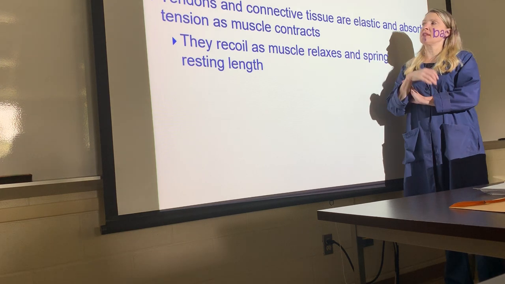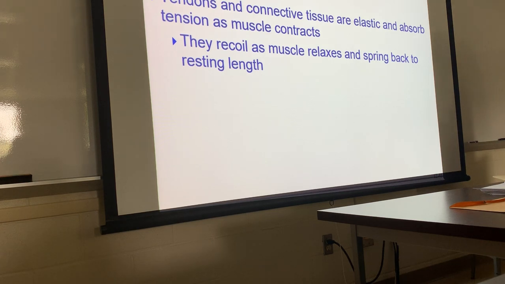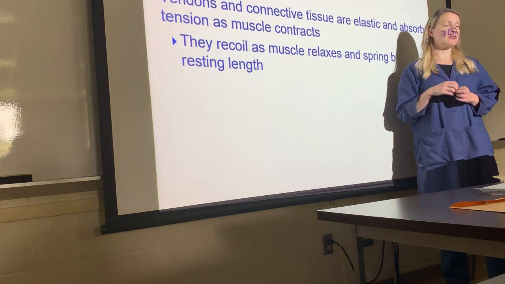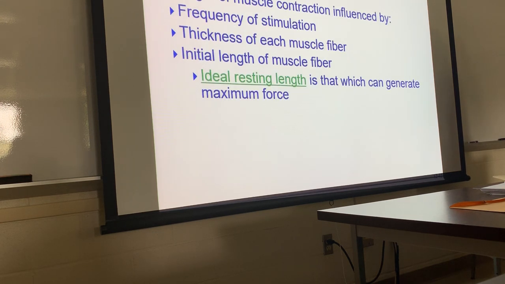So, tendons and connective tissues, these are elastic. They absorb tension as a muscle contracts. They recoil as a muscle relaxes, and they spring back to the resting length. We know that tendons and connective tissues are made up of a lot of collagen, and we know collagen is very elastic. Remember, elastic doesn't mean that something can stretch, that's compliance. Learn that in lab. But when you stretch something, can it bounce back? Can it recoil back to its original position? That's the elasticity part of it. And muscles, having all this connective tissue, do have an ability to be very elastic. They can get back to their original shape.